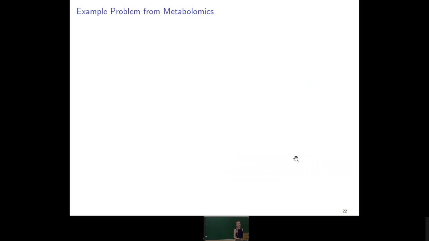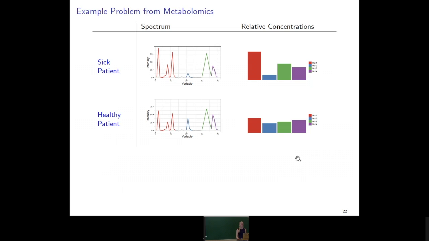Okay, so let me explain an example problem from Metabolomics. So imagine that we have a data set that has sick patients and healthy patients, and then we collect their samples, and then we use NMR spectroscopy to generate these spectra here.